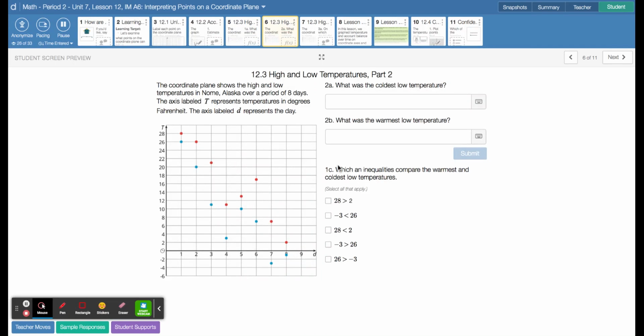Slide 6 is very similar to the one we just completed, so see if you can do this one. This time though, please notice that we are looking for the coldest low temperature and the warmest low temperature. So we're really looking for our low temperatures in this one. My low temperature on day 1 is shown by the blue dot. My low temperature on day 2 again is shown by the blue dot. So look for your coldest first, your coldest blue dot basically, and then your warmest blue dot. And then see which inequality matches that.